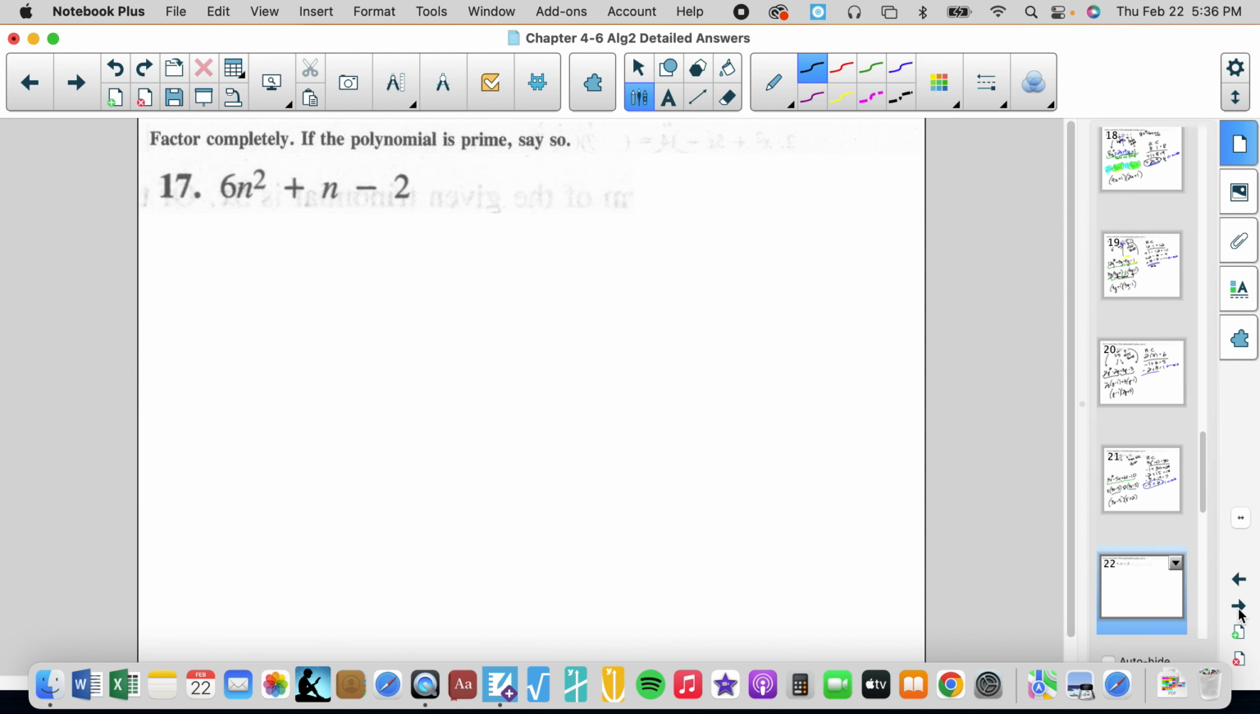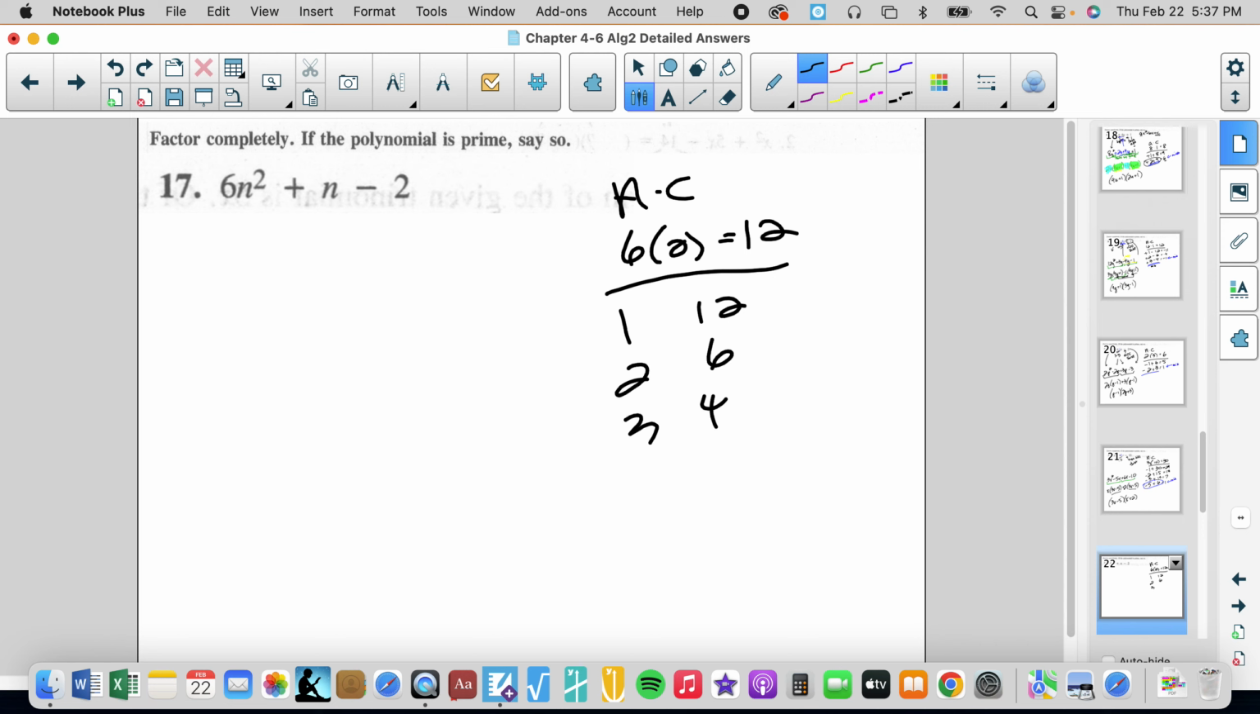And there's something beautiful about that. Awesome. Great work. A times C, 6 times 2 is 12. 1 and 12, 2 and 6, 3 and 4. Signs are different. The bigger is positive. This gives us 11, 4, 1.